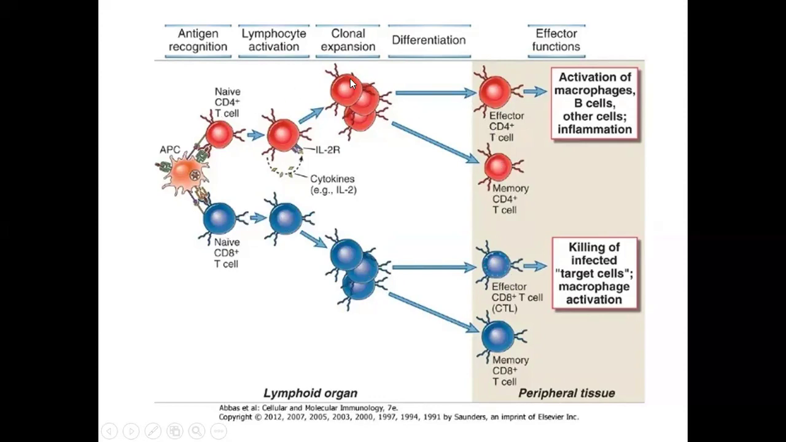And from the T cell, memory cell will occur, and effector CD4 cell, which activates macrophages, B cell, and other cells in inflammation. But effector CD8 cell will kill the target cell, and there is also memory CD8 cell.